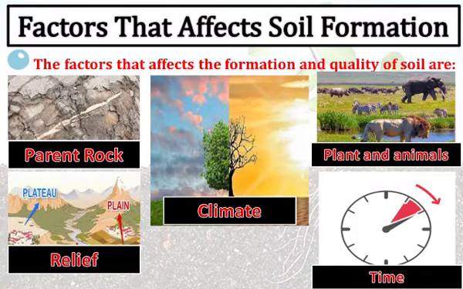First we start with parent rock. The original rock from which soil is formed is called the parent rock. It determines the mineral content, color, texture, chemical properties and permeability of the soil.